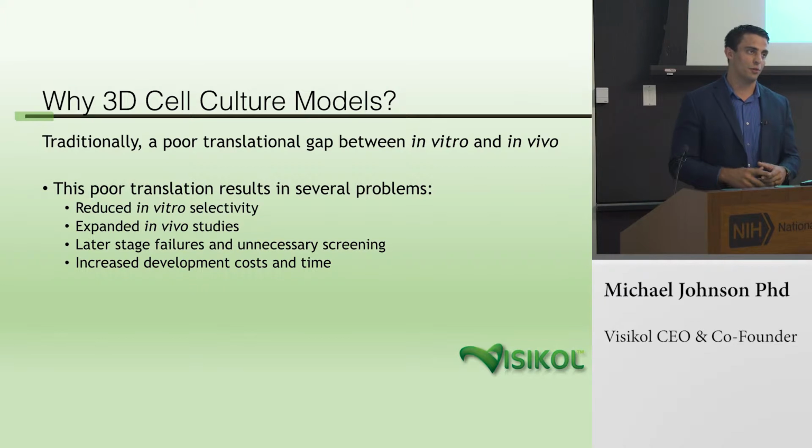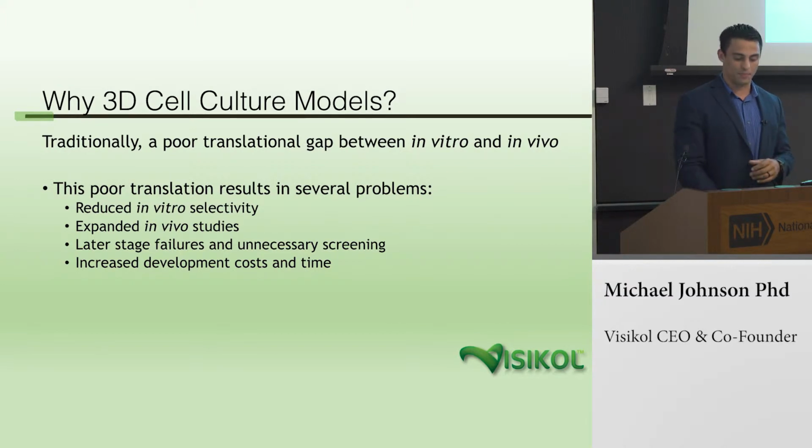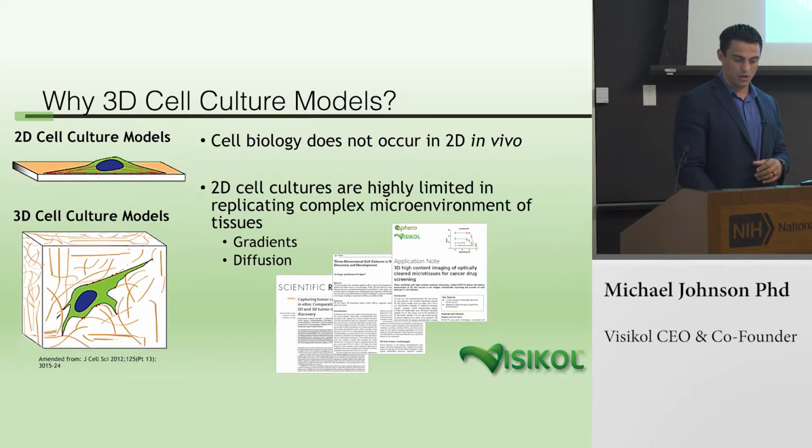Expanded in vivo studies, so if we have poor selectivity in vitro, we're pulling in many more compounds than we might want to for expensive animal studies. We have later stage failures and unnecessary screening, and lastly, increased development costs and time associated with in vitro studies.